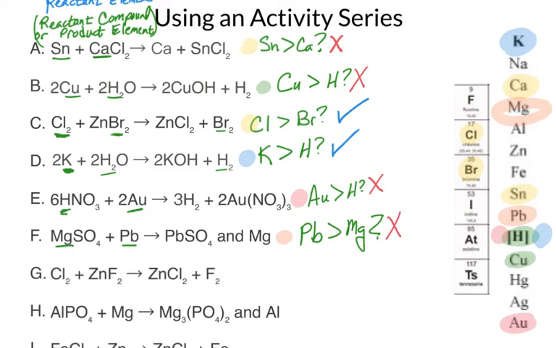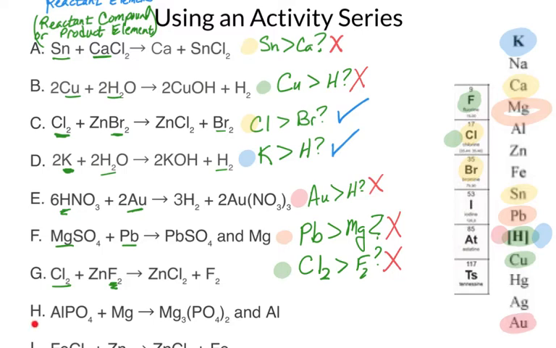For letter G, we have chlorine and zinc fluoride makes zinc chloride and fluorine. The two elements we're going to be looking at here are nonmetals, so we need to look at the nonmetal chart. We know that fluorine is at the top, so nothing in the nonmetals will be able to replace the fluoride, so we're going to have no reaction for letter G.